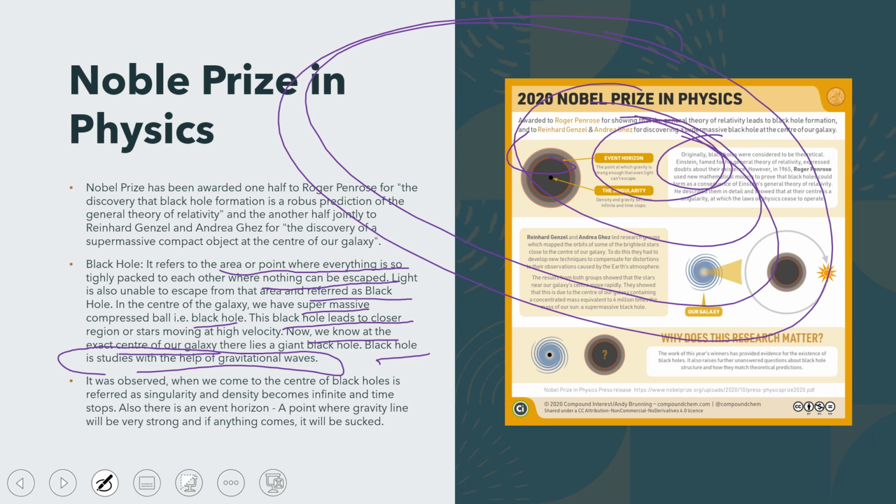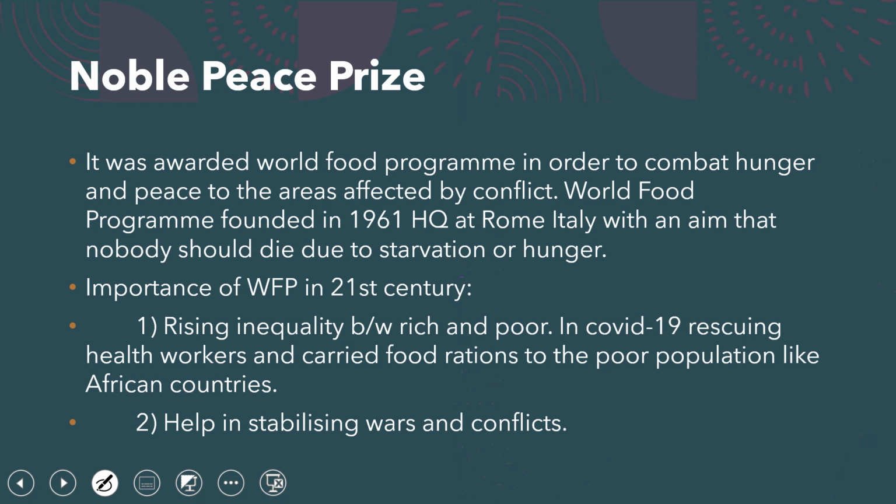This was explained through physics by Roger Penrose, Reinhard Genzel and Andrea Ghez, if we combine all those things. It was observed that the center of a black hole is referred to as a singularity, where density becomes infinite and time stops. And there is also an event horizon, a point where gravity will be very strong, and if anything comes near it, it will be sucked in.